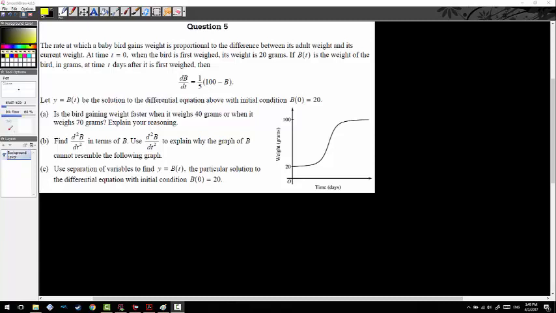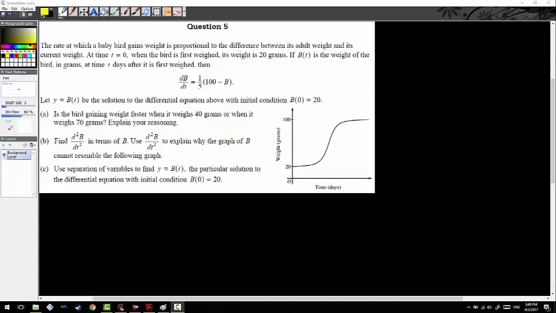If B of t is the weight of the bird in grams, at time t days after it was first weighed, then dB over dt equals all that stuff. Okay, so it's a nice little twist on an otherwise standard differential equation problem. And so it says, let y equals B of t be the solution to the differential equation above with the initial condition that B of 0 equals 20.